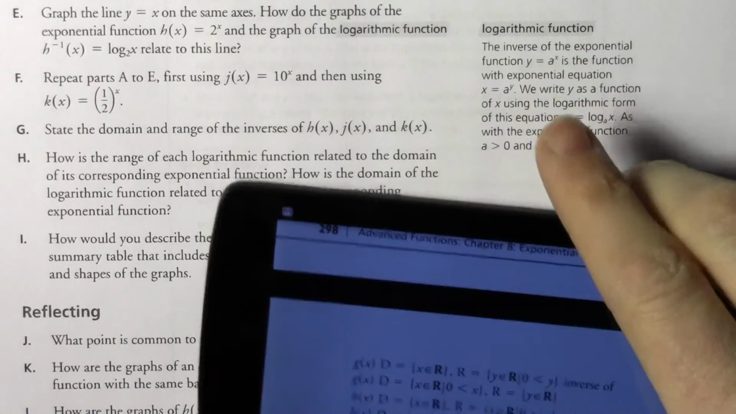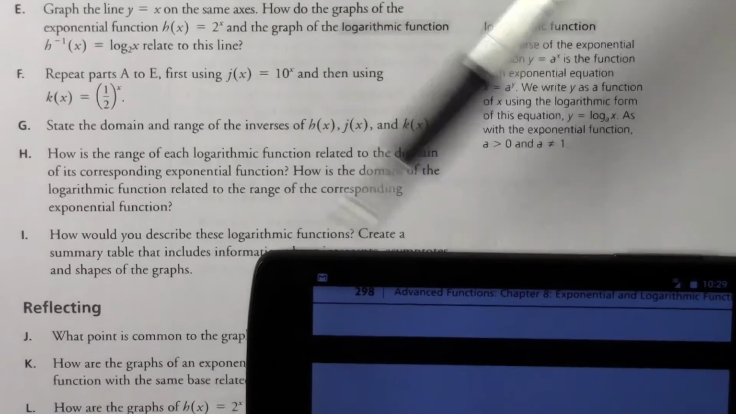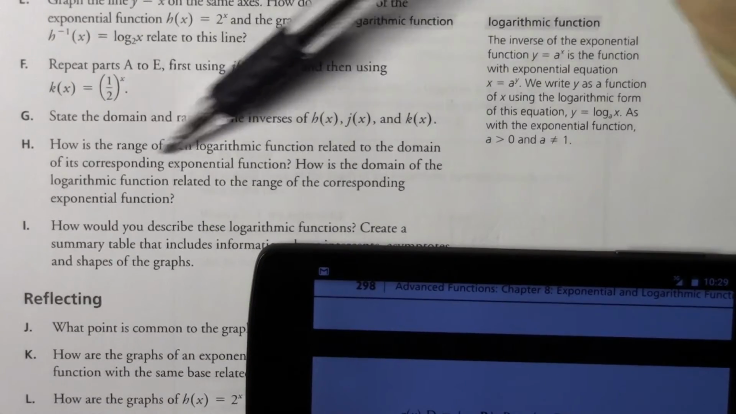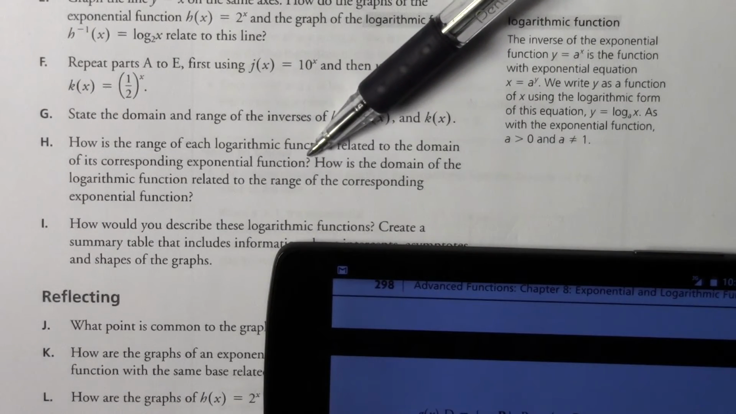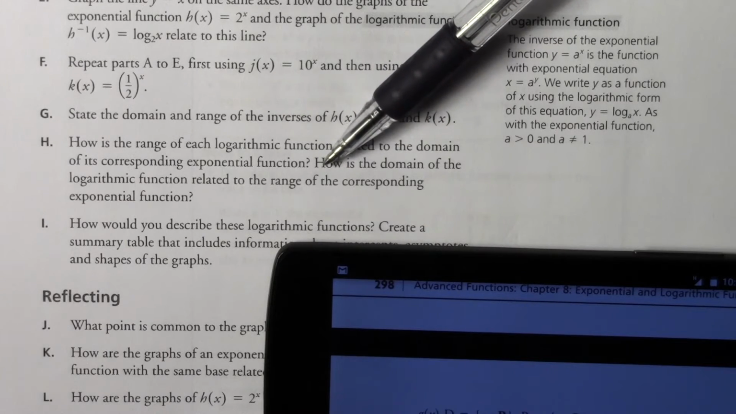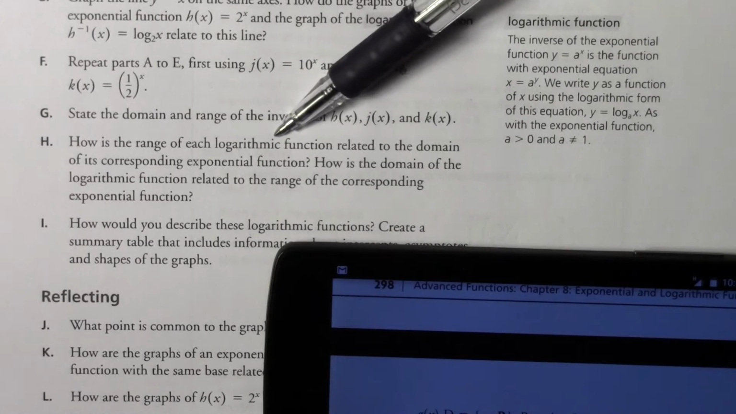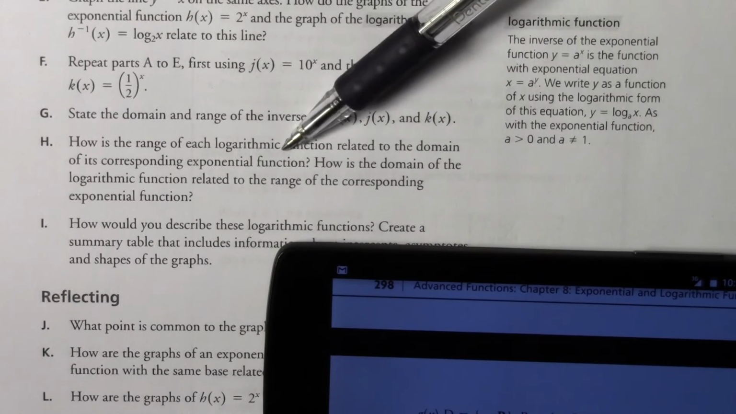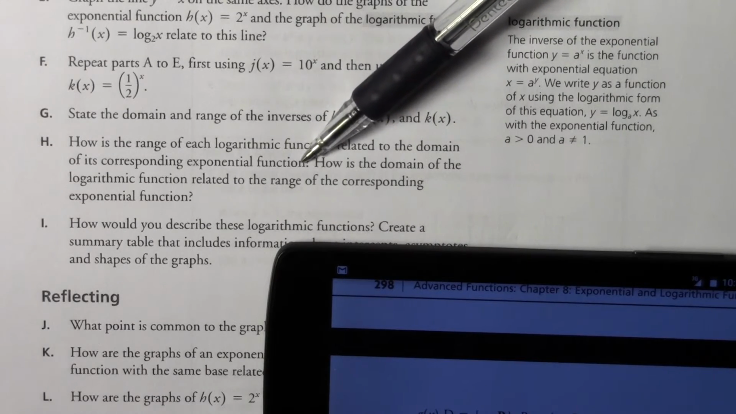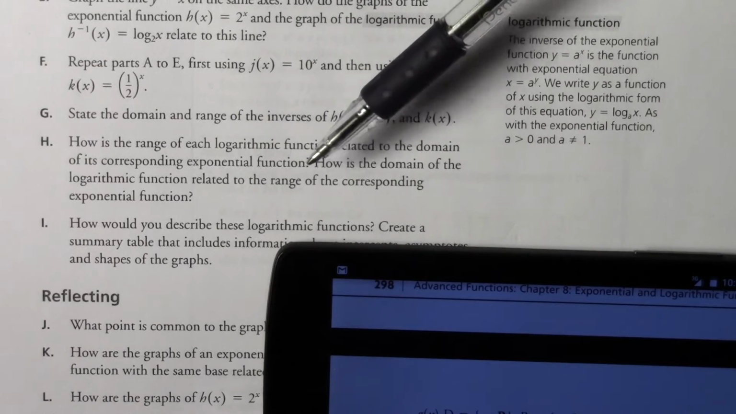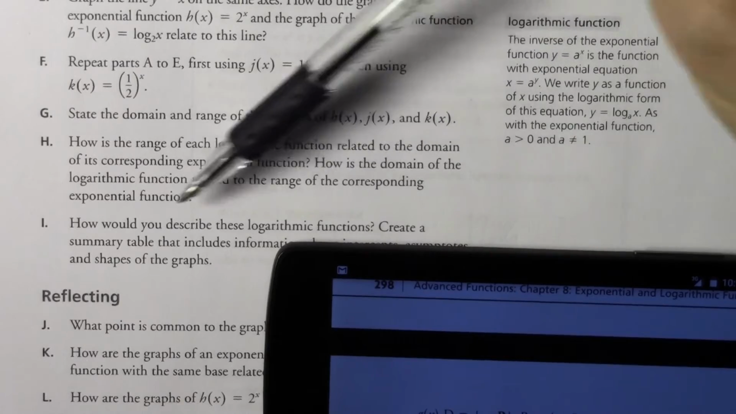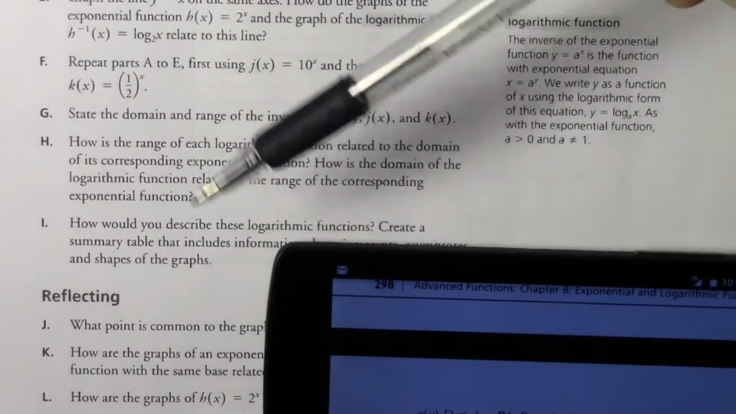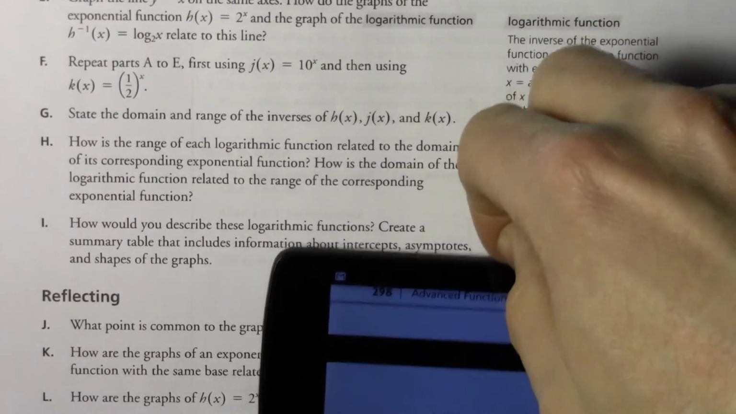And it works out. Okay, how is the range of each logarithmic function related to the domain of its corresponding exponential function? We just answered that, right? Luke? They just swap. Yeah, they're the same. How is the domain of the logarithmic function related to the range of the corresponding exponential function? Same thing. They're the same, right? They just switch x and y values.